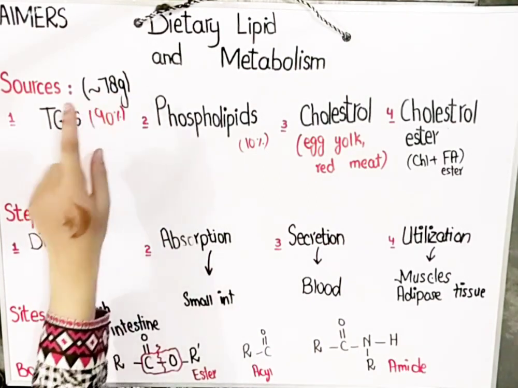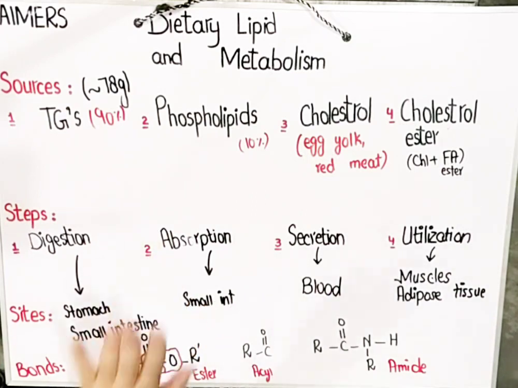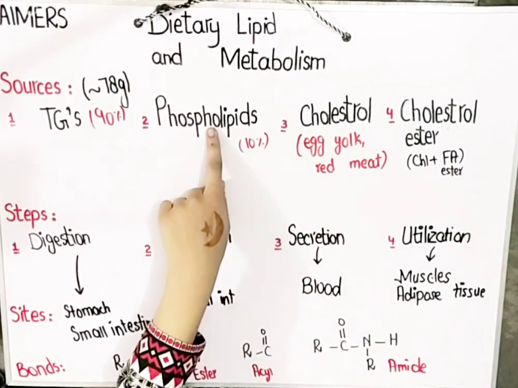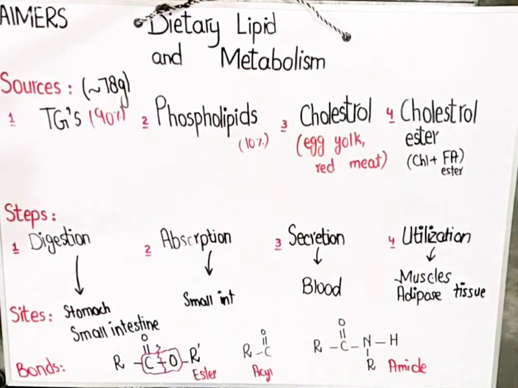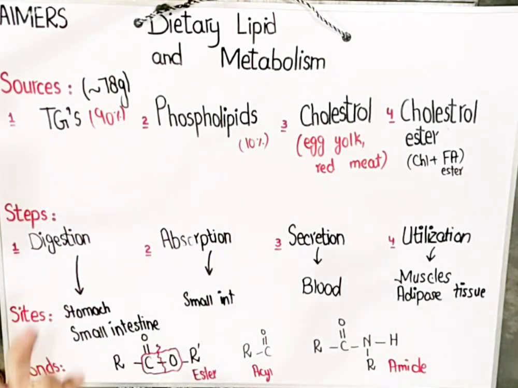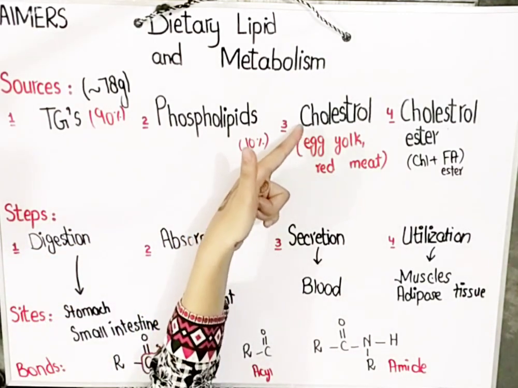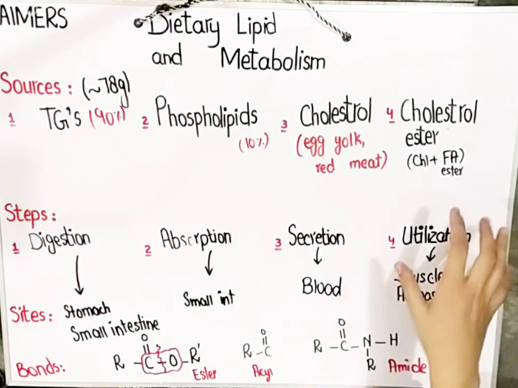Out of these 78 grams, 90% are the TGs or triglycerides, which are saturated or unsaturated. We will talk about it later. Then we have phospholipids, cholesterol and cholesterol ester, which make up 10% of the dietary intake. TGs are present in butter, margarine, red meat. Phospholipids are present in red meat, egg yolk, milk. Specifically, remember that cholesterol is only present in egg yolk and red meat. And then we have cholesterol ester, which means cholesterol bonded to a fatty acid, with an ester bond between them.